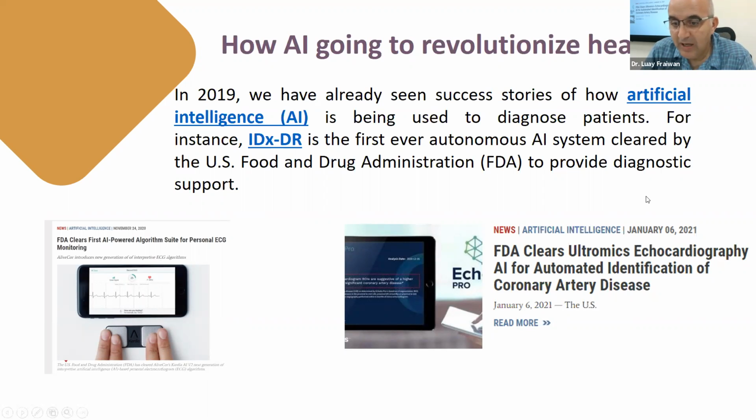Okay? Also, we have something called ultrasonic echocardiography for the identification of coronary artery disease. Okay, we have an artery in the heart called the coronary artery. So there is an echo or ultrasound system that uses AI to identify it. That's what this is, from last month, to implement it with ultrasonic machines or echo machines. So AI is already there. There is no doubt about it.